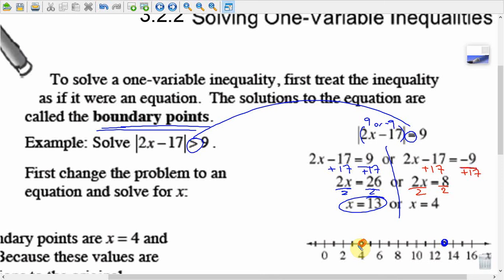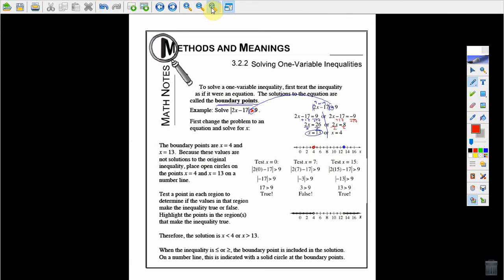The reason that we're putting an open circle and not a closed circle there is because when we go back and look at our inequality, there's no equal sign underneath that. It's just greater than. The next thing we need to do is figure out how we're going to shade the different regions here. To do that, we're going to start testing points inside the different regions. If we think about our number line as having region 1, region 2, and region 3, we want to test something inside each of those.